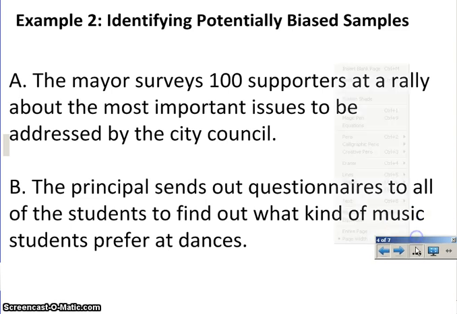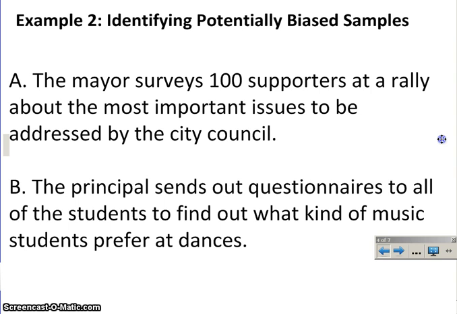Okay. In this example, we're going to talk about why things are biased. So, example A. The mayor surveys 100 supporters at a rally about the most important issues to be addressed by the city council. Well, this might be biased because of the fact that if the people are already at a rally, they must already support the mayor or support the issues that he came to talk about. So if he's surveying those people, they're probably all going to feel similar about the issues.